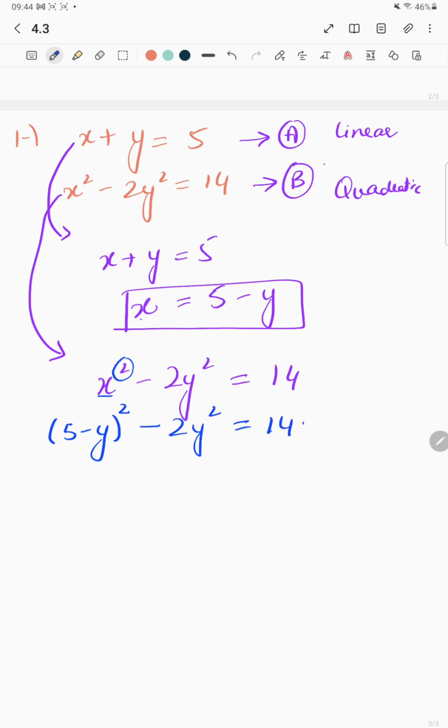So this is how we solve when we have two equations, one linear and one quadratic. We will take the linear equation, find the value of x or y from it, and substitute it in the quadratic equation.